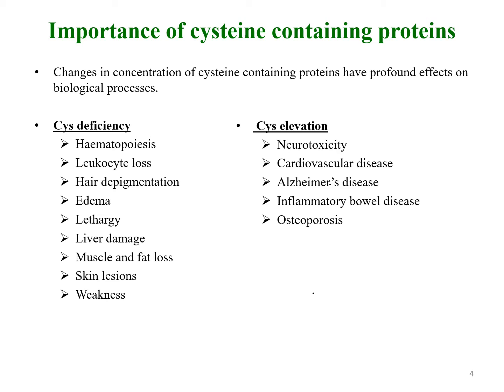In the case of the concentration of cysteine, when there is too much, one can suffer from neurotoxicity, cardiovascular disease, and Alzheimer's. On the other hand, with too little, one can experience hair depigmentation, lethargy, and overall weakness. So just from the fluctuations of cysteine alone, there can be major impacts within the body that could potentially be better regulated with our probe design.